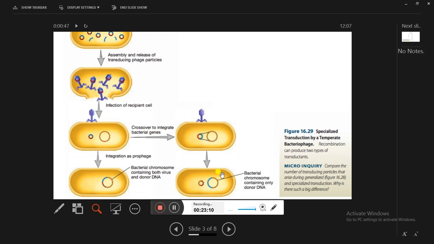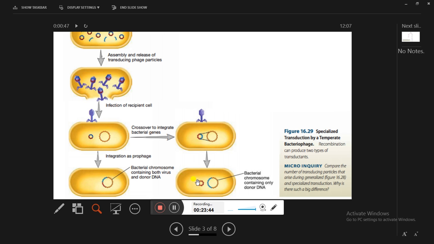There are two possibilities. In the first case, all the region, all the phage genome with the bacterial genome, are integrated inside the recipient bacterium. Inside the recipient bacterium both genomes, phage and bacterium, get integrated. Okay, and in the other case, only the bacterial genome is integrated into the recipient DNA. Only the bacterial genome that the phage took from the previous cell will be introduced and integrated into the recipient cell's DNA.